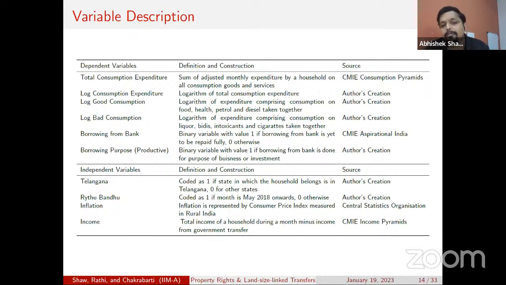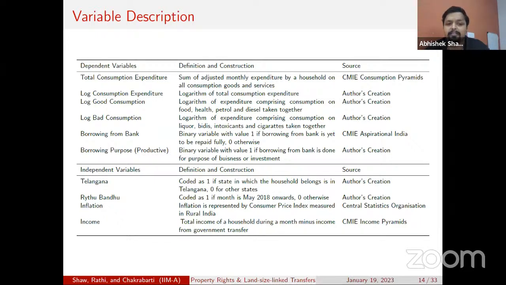The idea is that consumption that is generally considered productive and helpful is good, as opposed to liquor, bidis, and intoxicants of various kinds, which we broadly categorize as bad, mainly because there's some debate within the cash transfer literature on whether people misuse the money they receive. So we want to verify that as well. The other variable is borrowing from bank, which is a 0-1 variable. We don't know how much people are borrowing, but we know whether they borrowed or not, from which sources, and for what purposes. We also have borrowing for productive purposes, broadly for business or investment.